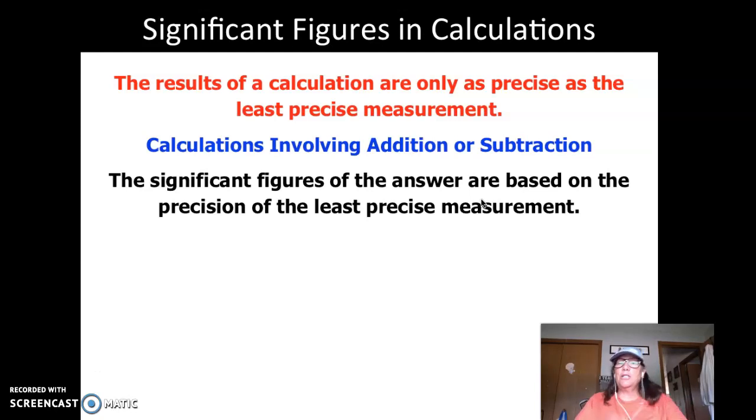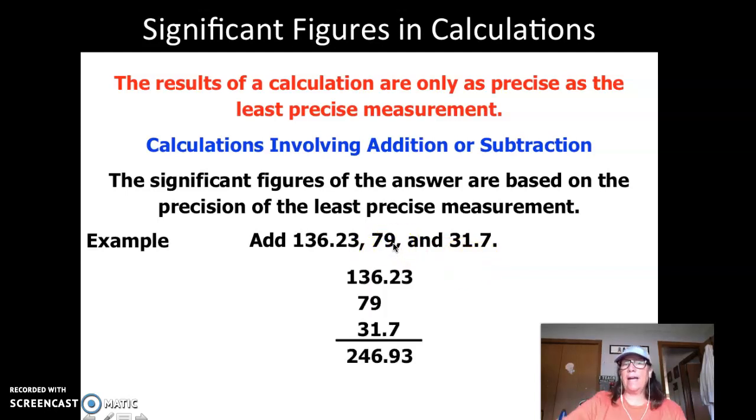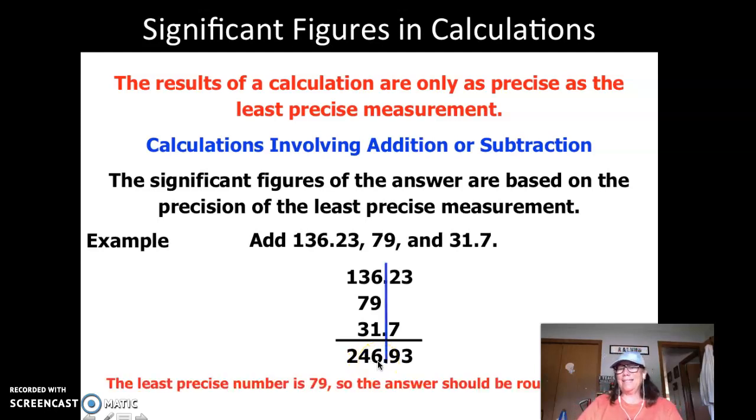If you do addition and subtraction, it's actually really simple. It's just based on the decimal. If I added these numbers together, I'd add them like I normally would. This goes 2 past the decimal, this doesn't go past the decimal, and this goes 1 past the decimal, so I'd have to round my answer so it doesn't go past the decimal. That would be my answer when I add them together. This one didn't go past the decimal, so I'd make this 247. My face is in the way, sorry. But it would be 247.